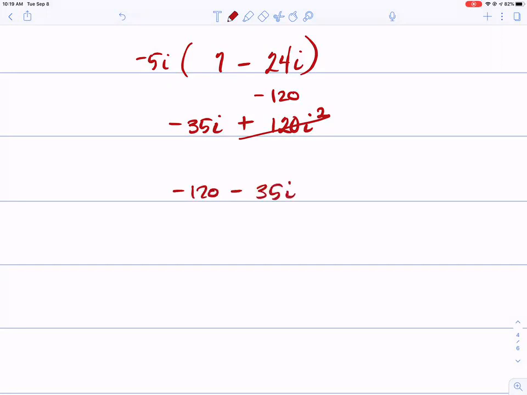Is that called the commutative property? Commutative property says I'm allowed to trade the order. Yep.